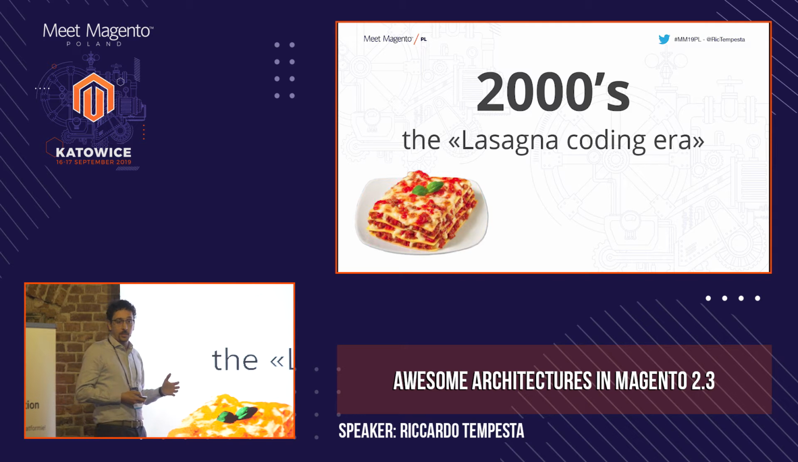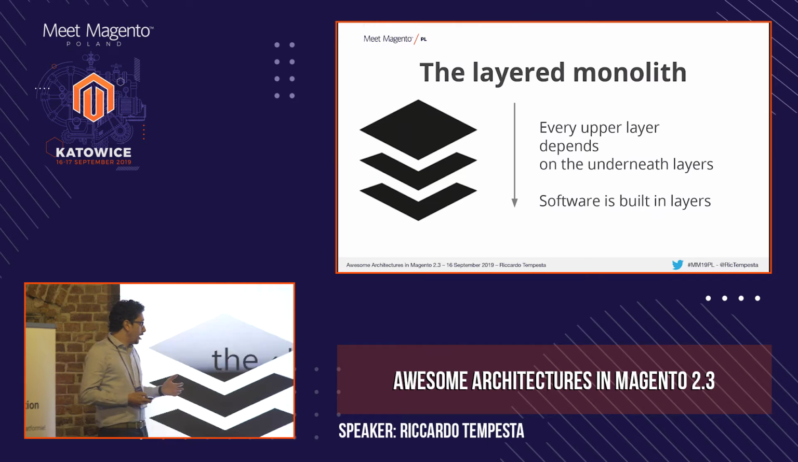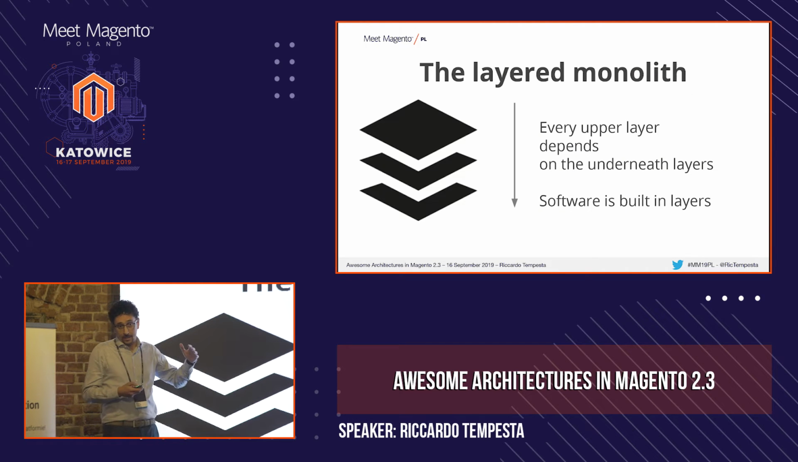That is a direct consequence of object-oriented programming, actually. Why layer monolith? Why lasagna? Lasagna is made of slices, layers, and if you remove one layer, of course, the lasagna collapses. This is almost the same with the software. So in the layer monolith, every upper layer depends directly on the underneath layers.